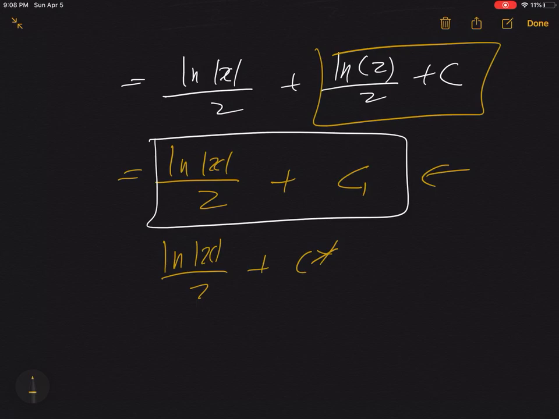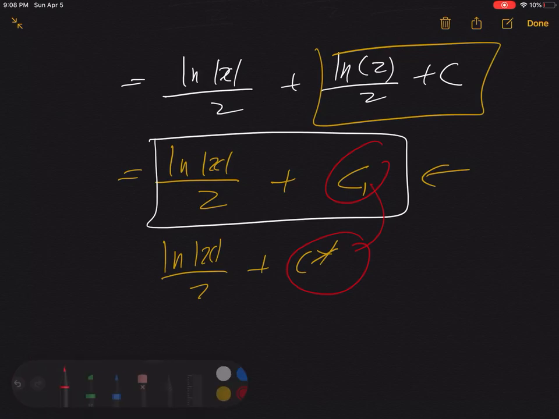But as I said, these constants depend on the initial conditions. So this is how we prove that they are actually the same integral. If the same initial conditions are associated with both integrals, then these constants will be identical.